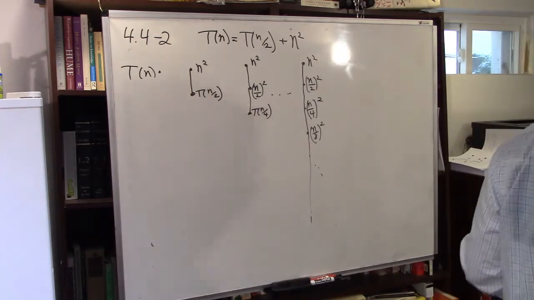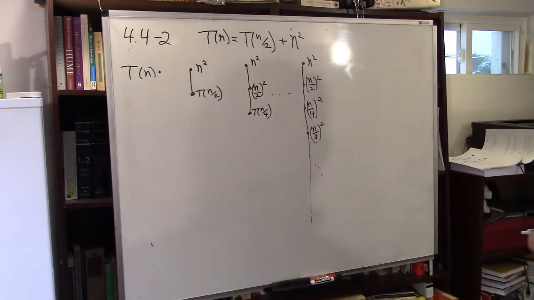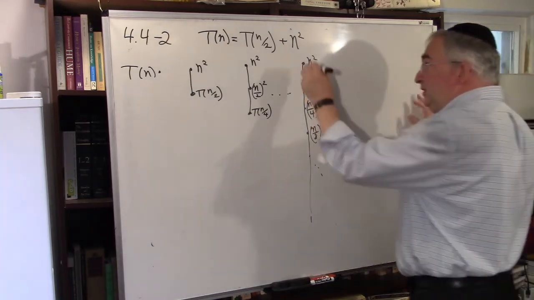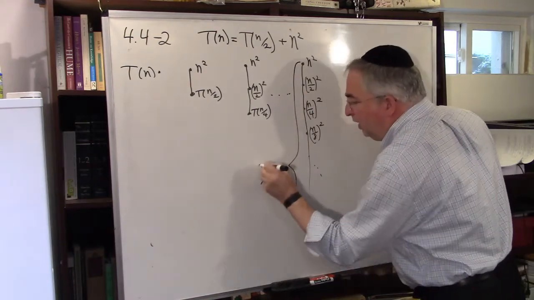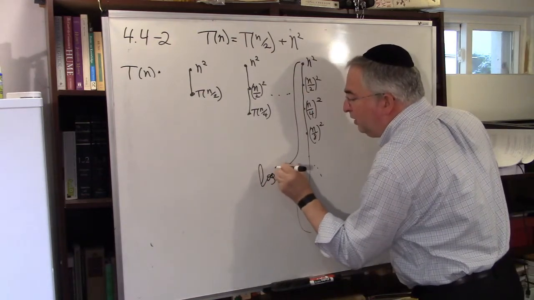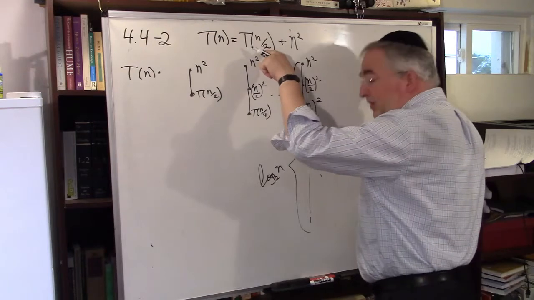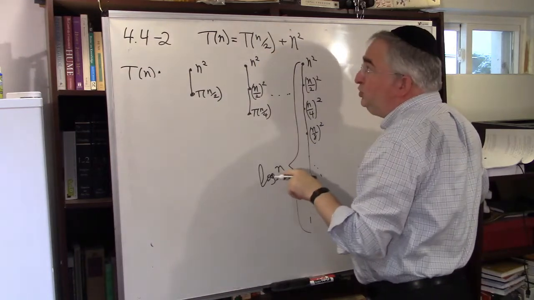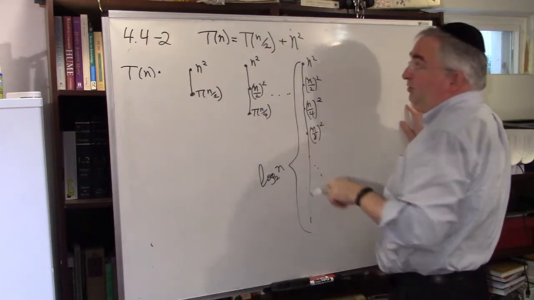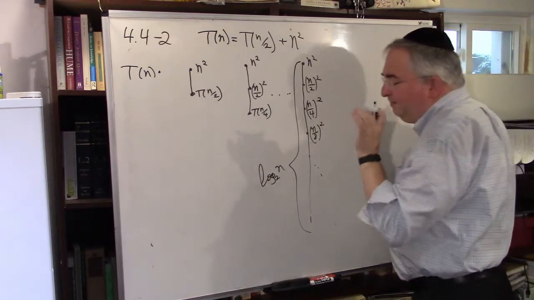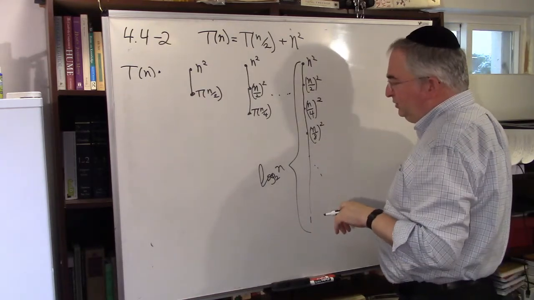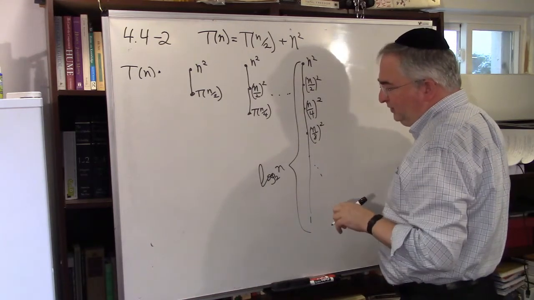Okay, so first question, we do this just like we did it in the book. How tall is this tree? And the answer is log base 2 of n, because you're splitting it into 2. How many times can you split n by 2? Answer, log base 2. Okay, so that takes care of that.